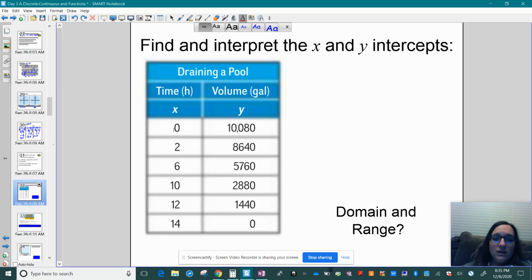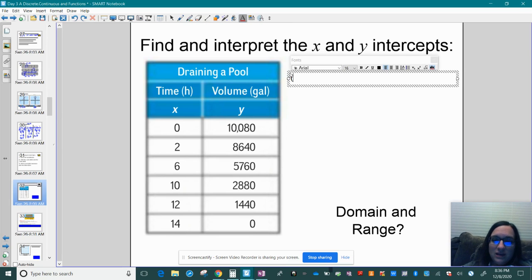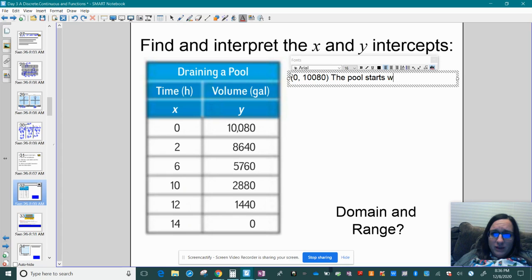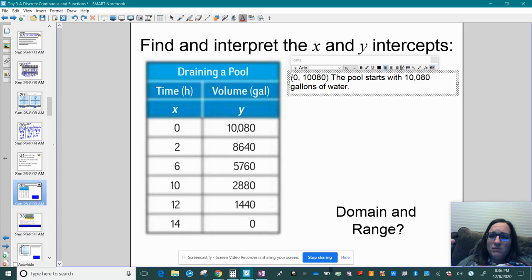So this first one here, we have a 0, 10,080. So for that 0, 10,080, we are interpreting that: the pool starts with 10,080 gallons of water. There, we don't need anything more because that starts with implies the 0 hours, right?